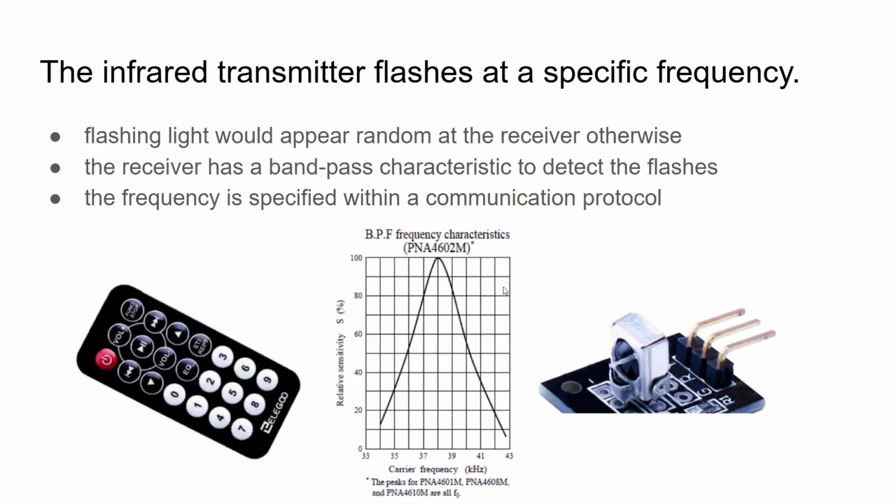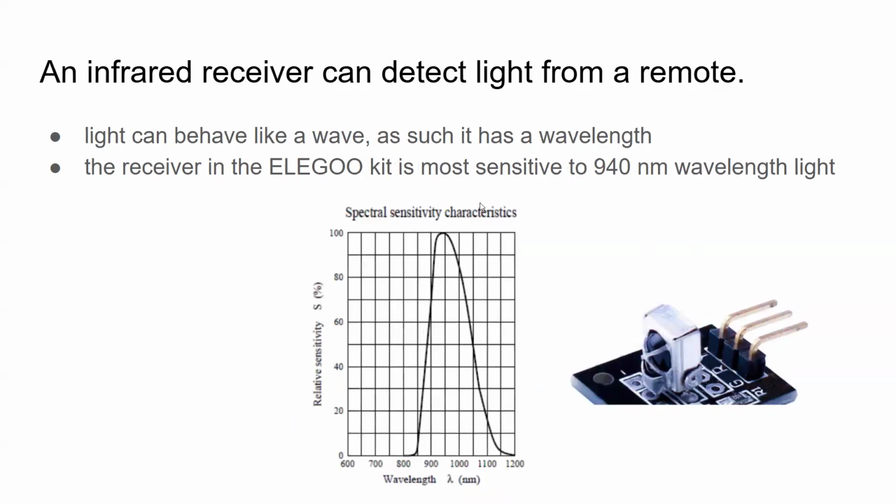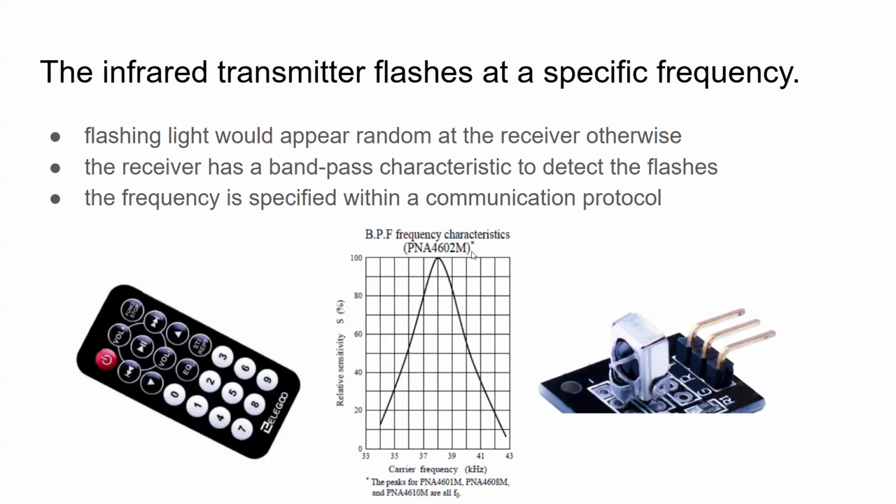So the transmitter flashes at a very specific frequency. This is specific to the communication protocol, actually. There's a carrier frequency, which we'll explore during the activity. But in a nutshell, the receiver is looking for, first off, the correct wavelength of light, and it's also looking at a very specific frequency of the light flashing. So in a sense, it's filtering out two different characteristics of the light.